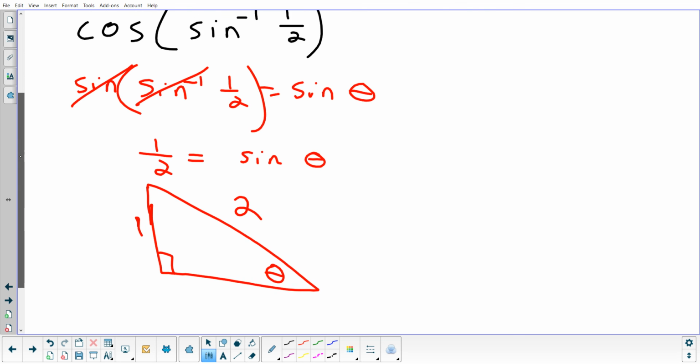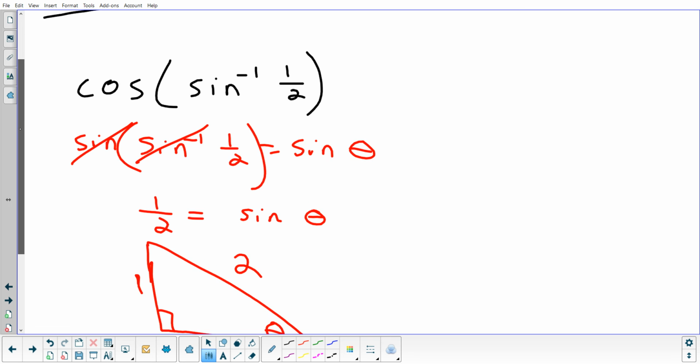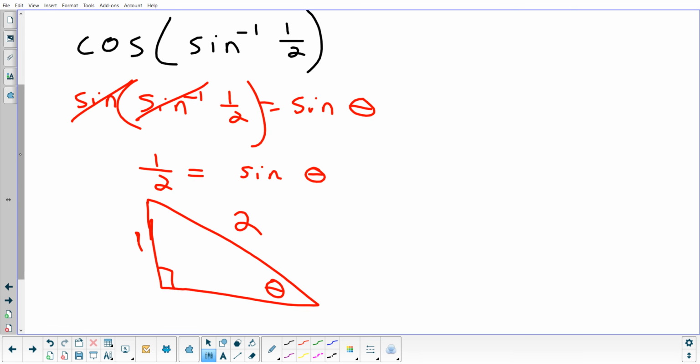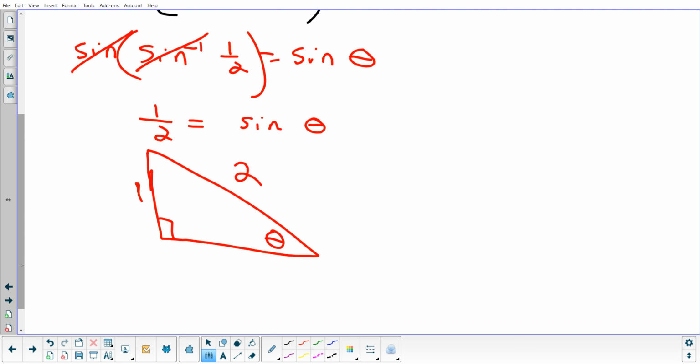Now, we need to find the cosine, but we're not ready to do that. What am I missing here that I have to figure out first? Yep, I need the adjacent side. Can anyone tell me what the adjacent side would be if you use the Pythagorean Theorem? Square root of 3. Yeah, very good.